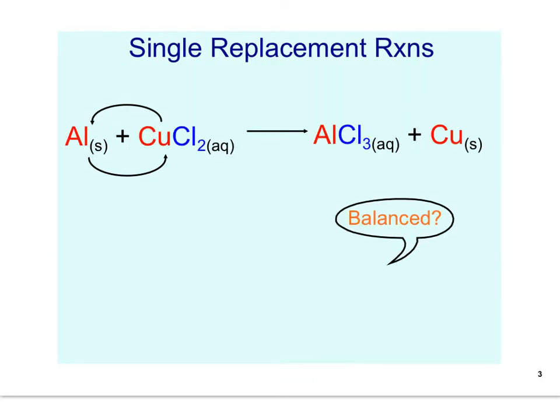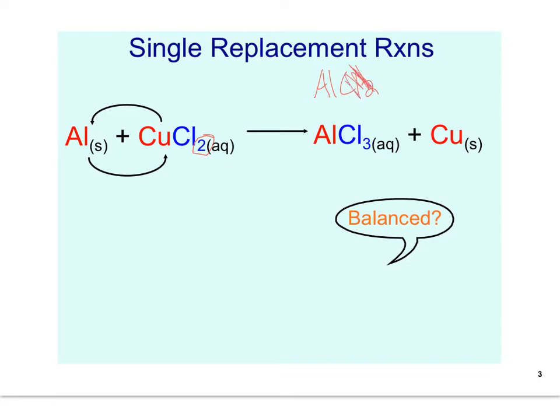A common mistake students make when they see this is they would actually be really tempted to write this as AlCl2, because the thought process is, oh, well, there's 2 chlorines bonded to copper, so aluminum's going to bond to 2 chlorines. Aluminum does not care what copper does.